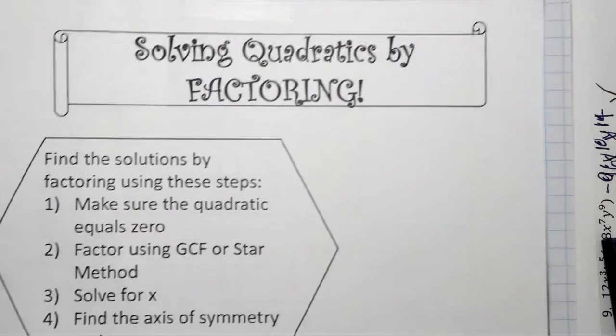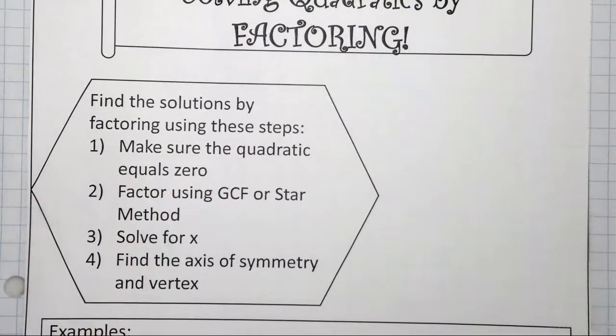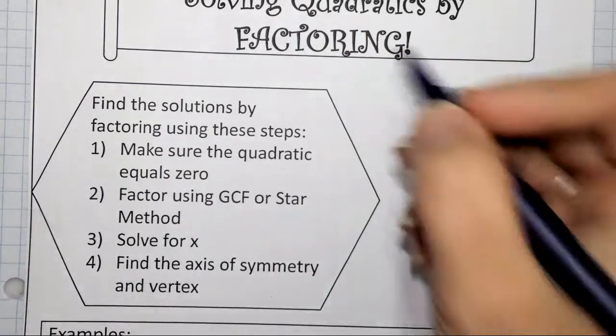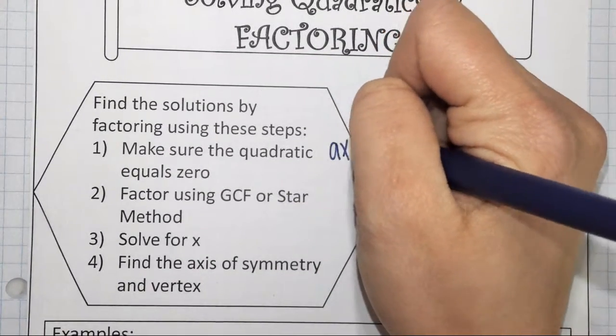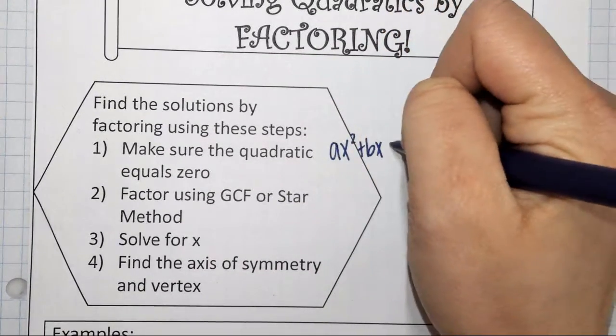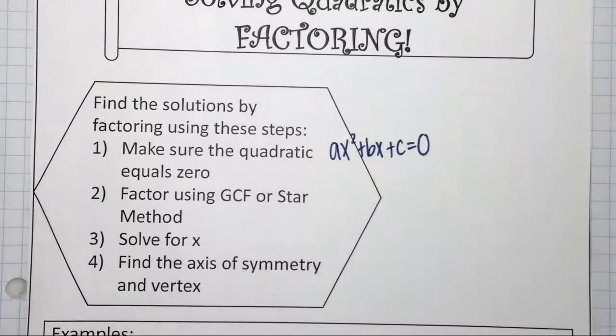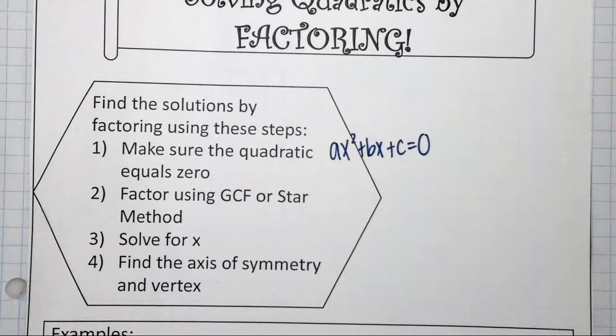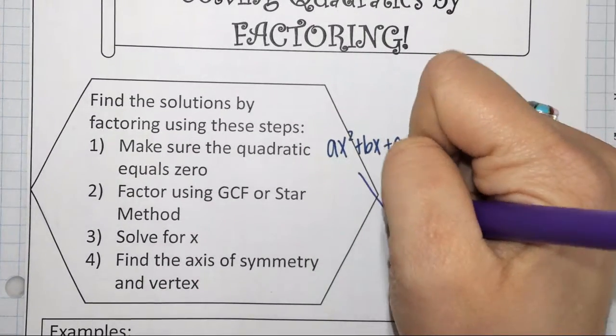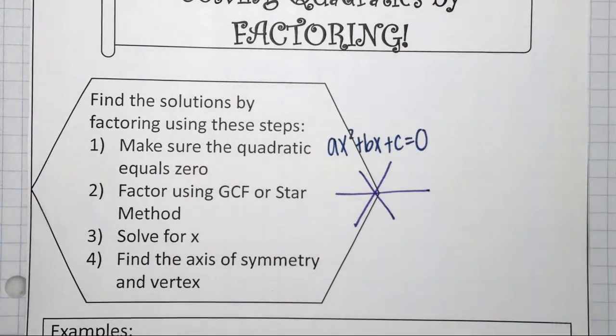Alright, so the first step is you need to make sure the quadratic equals 0. So if you have a quadratic in the form ax squared plus bx plus c, you make sure it equals 0. The second step says to factor. So that's where we use either GCF or the star method.